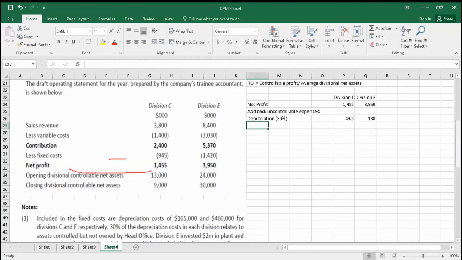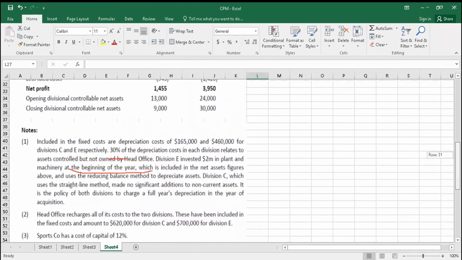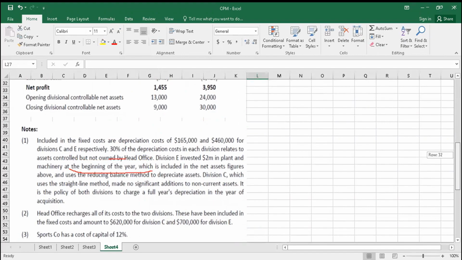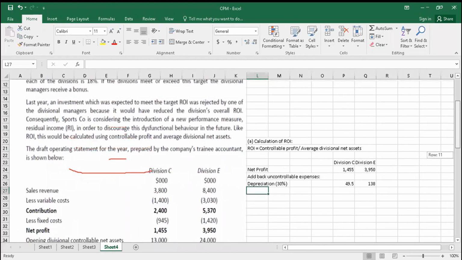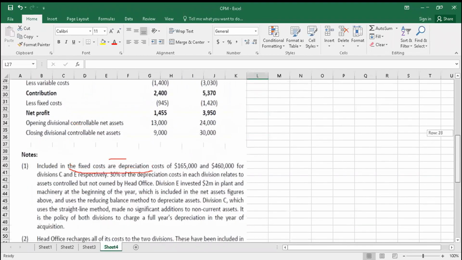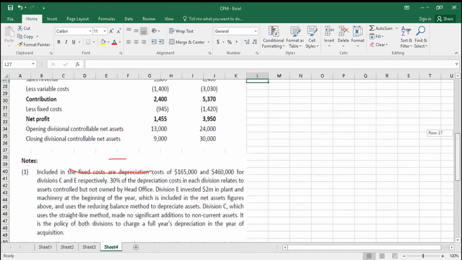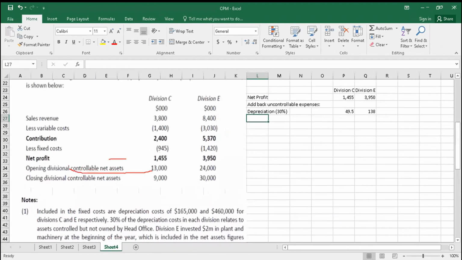Another thing is the second note: head office recharges all of its costs, as 620 and 700. These are allocated, so they are also uncontrollable. So 620 and 700 should be added back. These are head office costs.